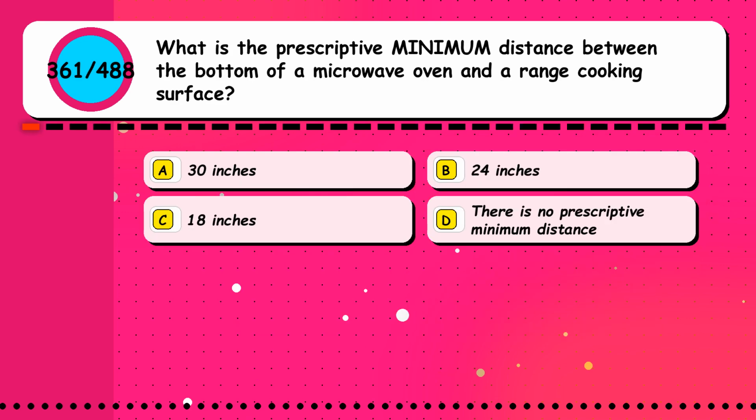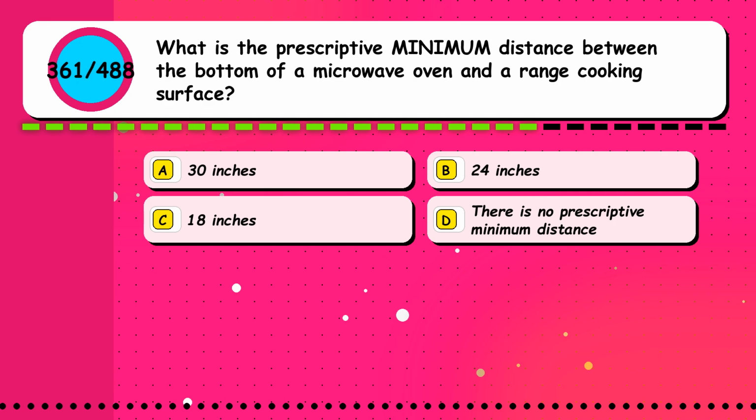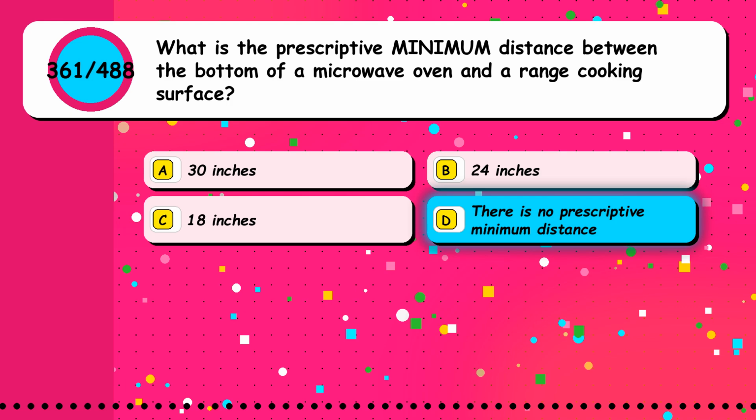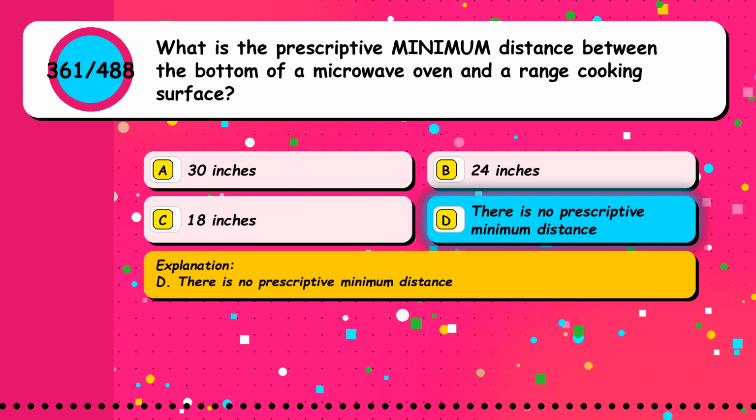Question 361. What is the prescriptive minimum distance between the bottom of a microwave oven and a range cooking surface? Option A. 30 inches. Option B. 24 inches. Option C. 18 inches. Option D. There is no prescriptive minimum distance. The correct answer is option D. There is no prescriptive minimum distance.